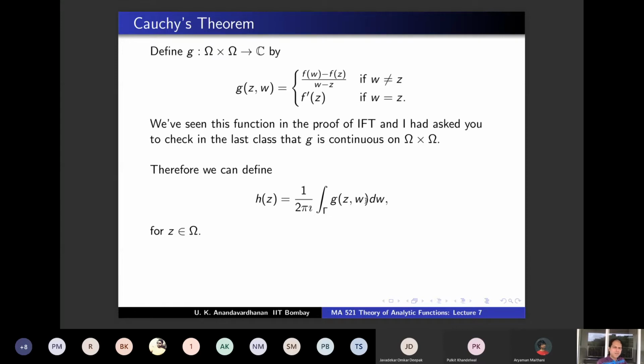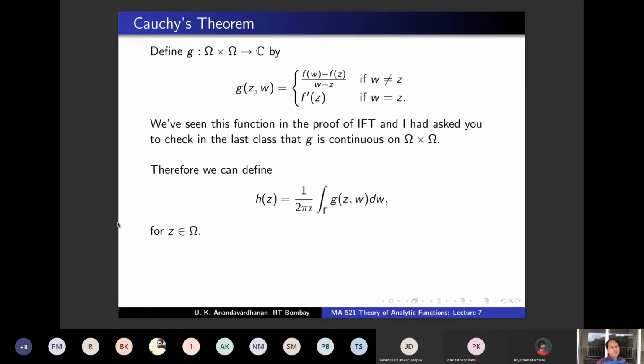I'm using the second variable w, and because of the continuity everywhere, in particular continuous in w, I'm defining it to be this integral and integrating with respect to w, so therefore it's a function of z. So on omega I have defined a new function.